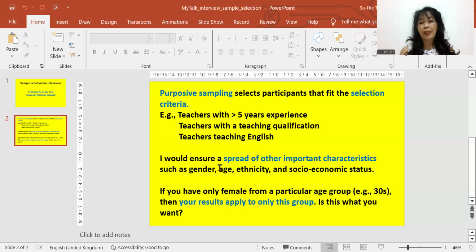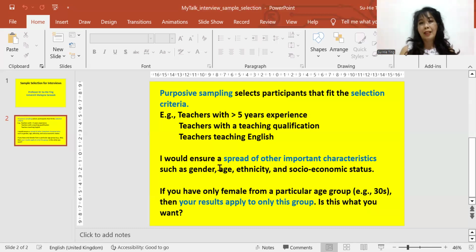So just as an example here, teachers with more than 5 years experience, teachers with the teaching qualification, meaning I do not want those who are there to teach, but they may be engineers, they may be nutritionists, but they just happen to be teaching in the school. And another selection criteria could be teachers teaching English, meaning I'm not interested in science teachers, history teachers, and so on, because I have a particular interest in how experienced teachers handle English classes.